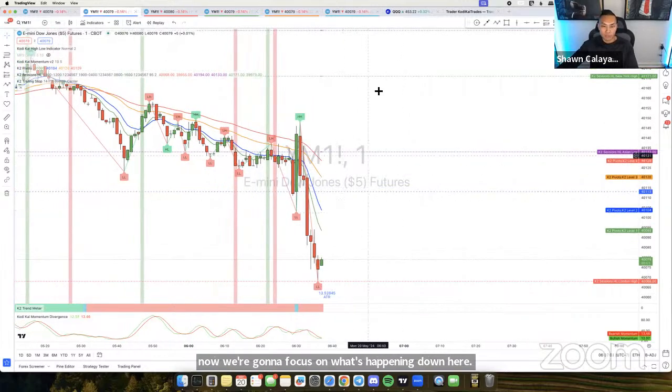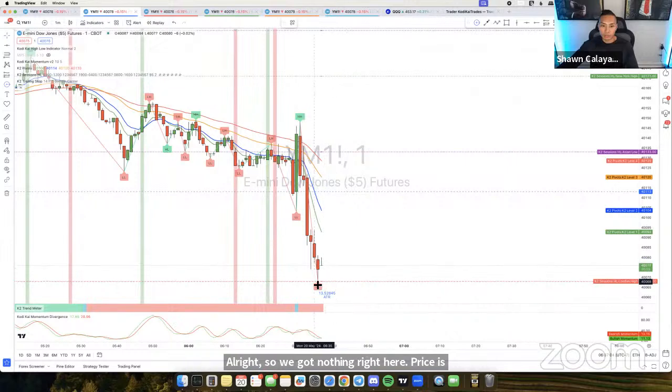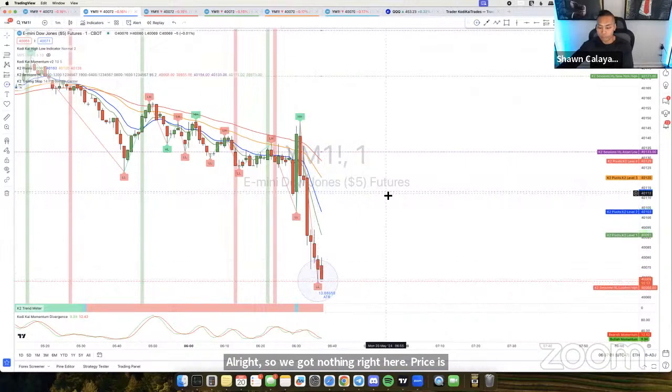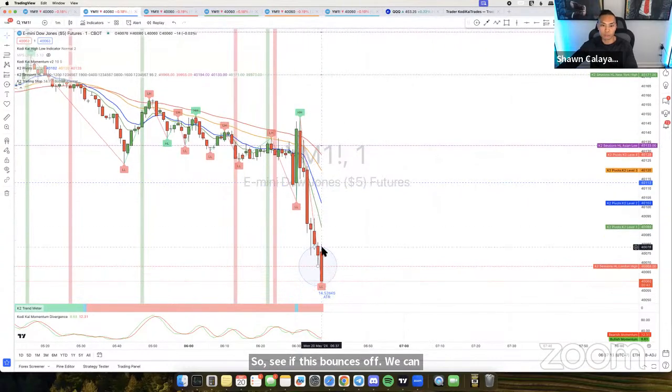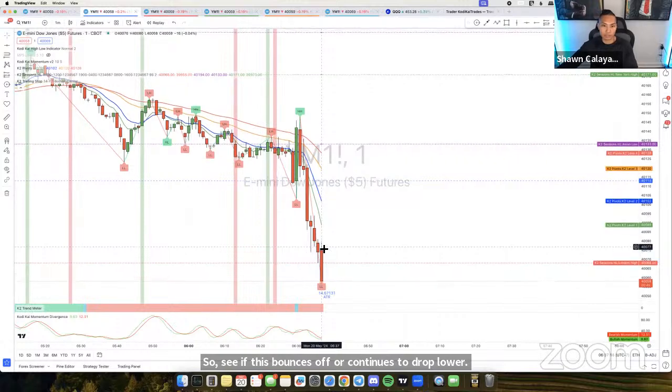All right, so we got nothing right here. Price is rejecting directly off the sessions, just like we mentioned. So let's see if this bounces off or continues to drop lower. Looks like price is trying to break past it. This is still an area of manipulation right here.